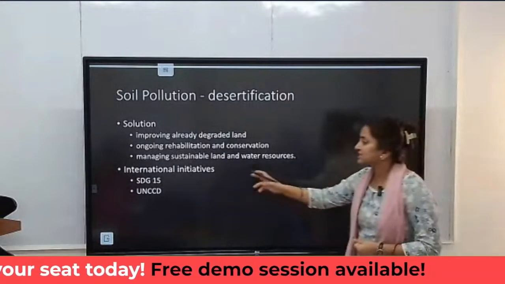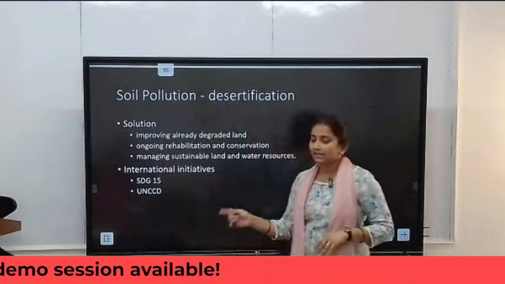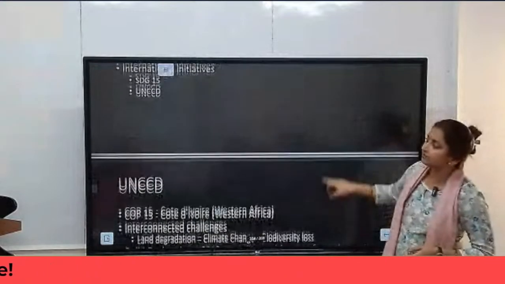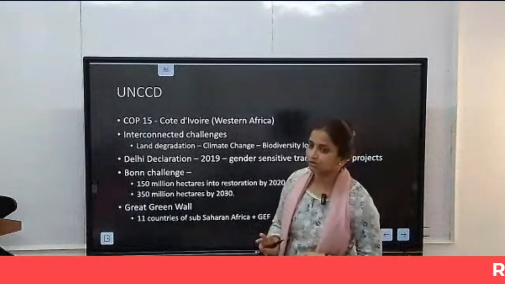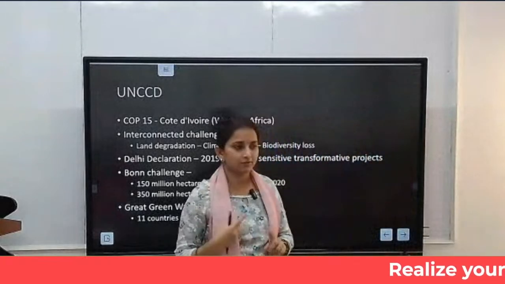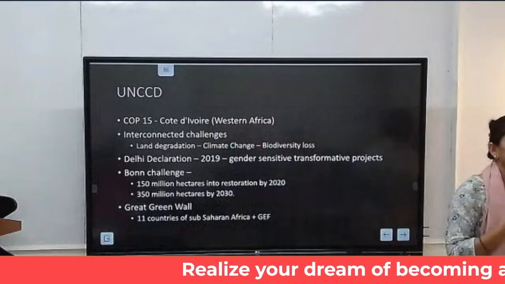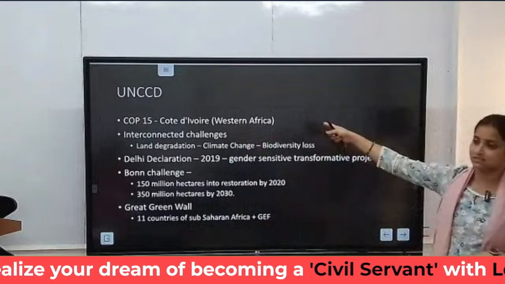Amongst the international initiatives, one is SDG 15, which is life on land, and the other one is UNCCD. Now, UNCCD is very, very important. Three bodies are the most important for environment. One is the United Nations Framework Convention on Climate Change, UNFCCC. Second is CBD, the United Nations Convention on Biological Diversity. Third one is this.